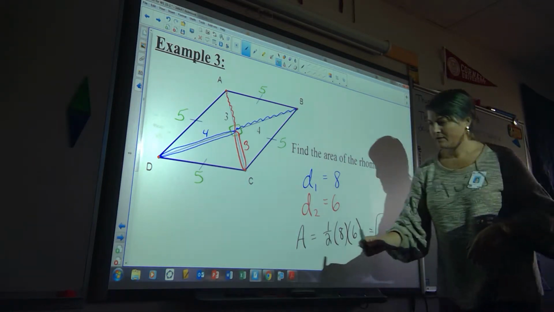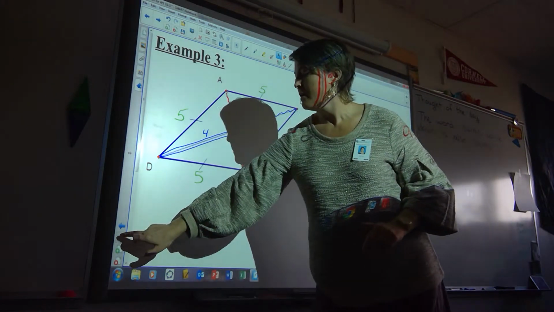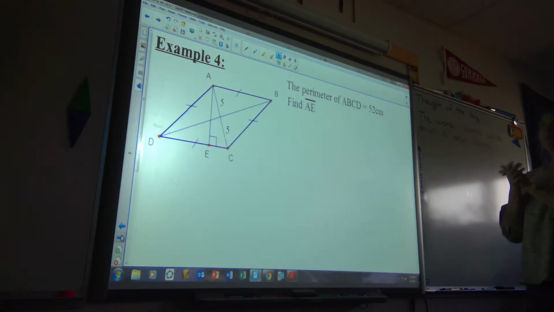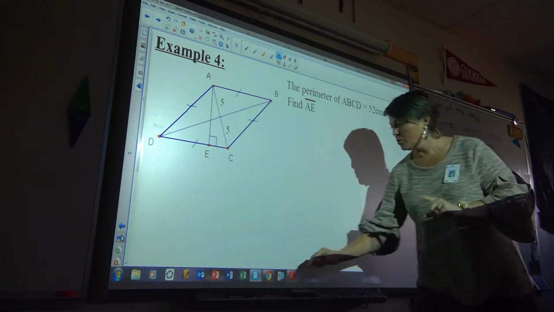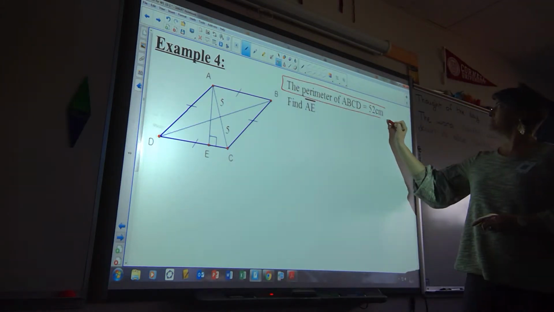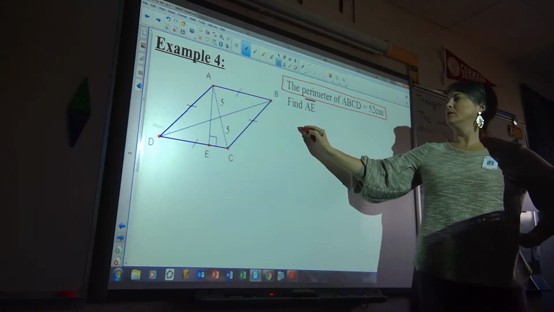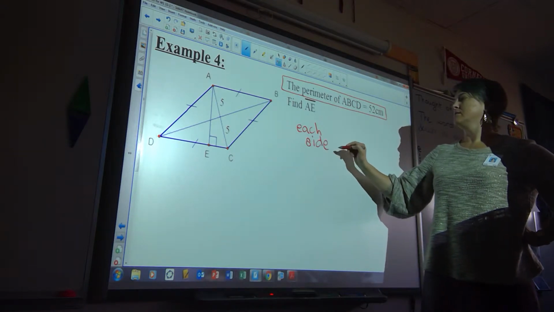All right, so remember with rhombuses, all these triangles are all exactly the same. For this one, we do have the height drawn in, but we also have information about one of the diagonals. Look up here. They told us one more little tidbit. If the perimeter is 52, I think we can figure out each side, can't we?